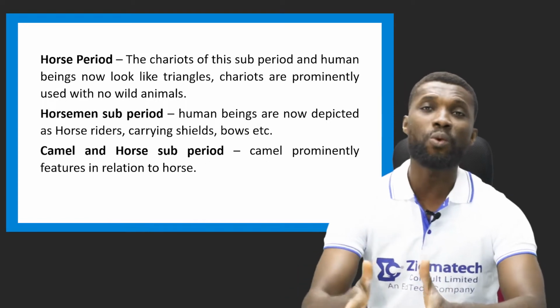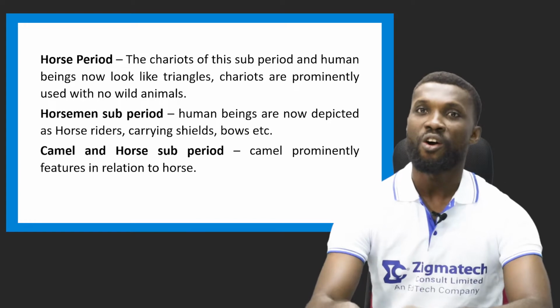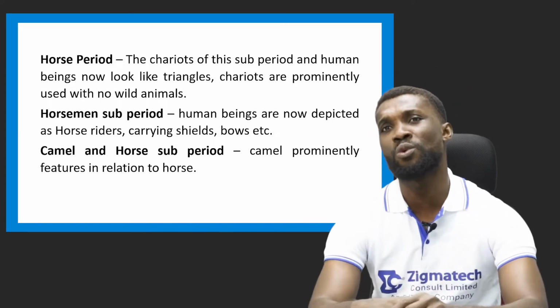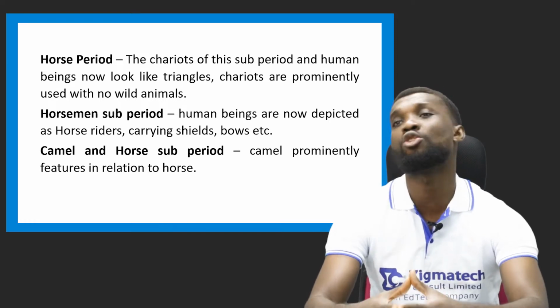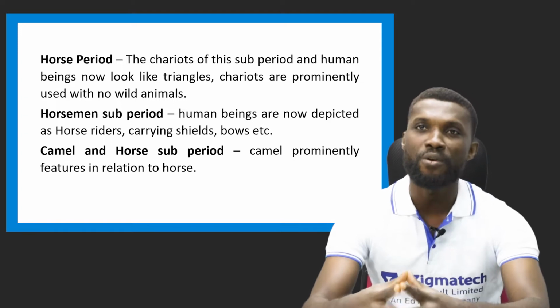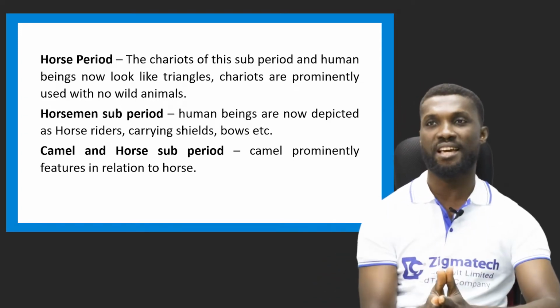Now remember, they were working with what? Wood then. There was no metal yet in this period. All right. Now, we also went further after the horsemen period. We now went further to have what? The camel and horse sub period, which is the 5th period in the Mesolithic era.